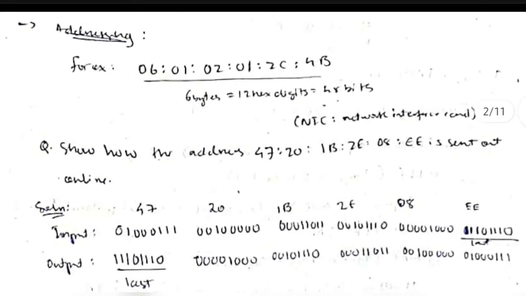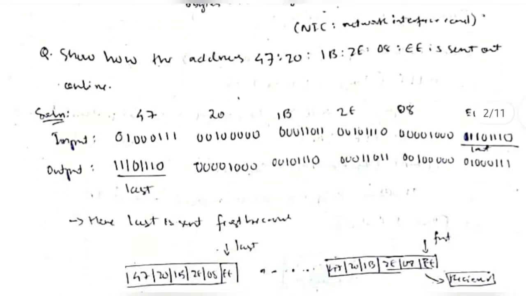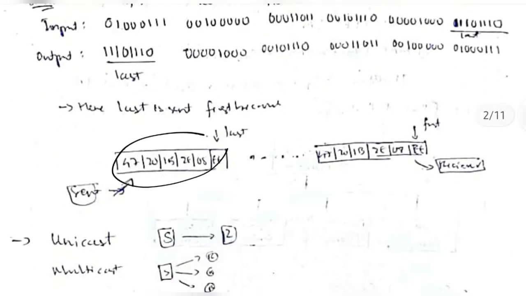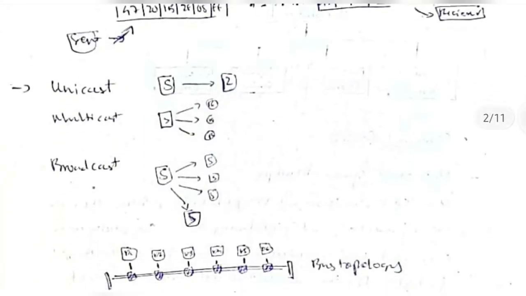This is the addressing format. We have 6 bytes, or 48 bits, which are divided into 6 parts. If we convert to binary, the address will be as follows. When we send the data, the last bit which we sent will be received by the receiver. There are 3 types: unicast, which is from source to receiver; multicast, from one source to multiple receivers; and broadcast, from one source to multiple sources. Observe carefully, it's from one source to multiple sources, not receivers. That is used for broadcast.